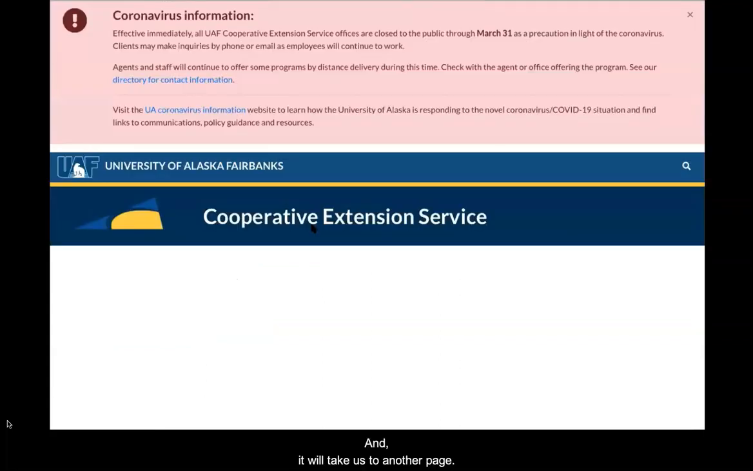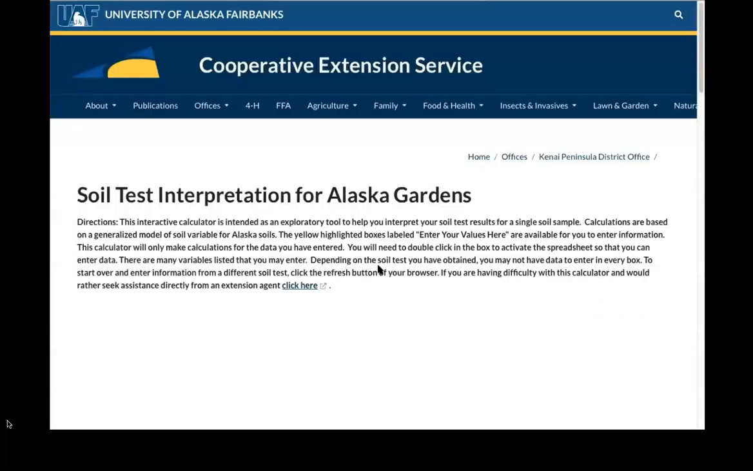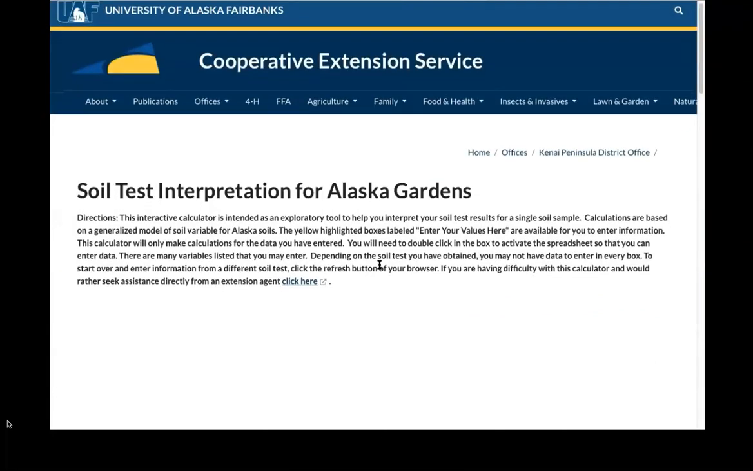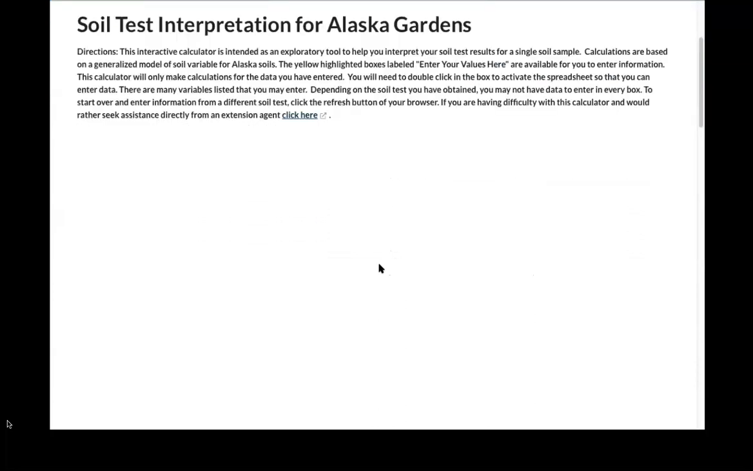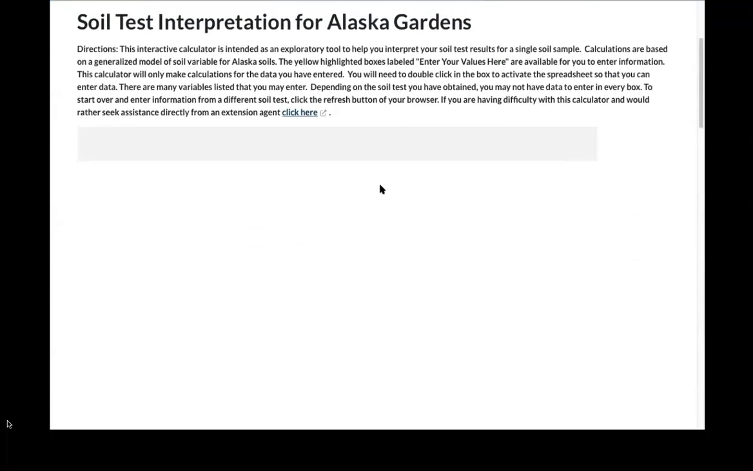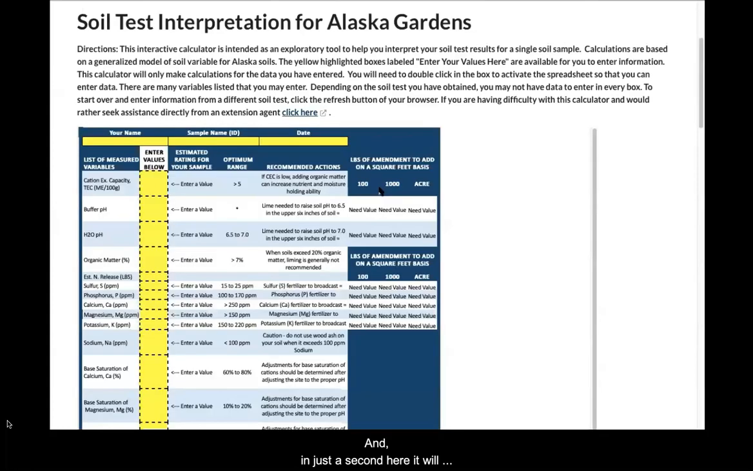and it will take us to another page. In just a second here, it will populate a spreadsheet. With this spreadsheet, we'll be able to go in and enter in all the numbers we need to figure out what we need to add to our soil. So I just wanted to quickly show you that. We're going to switch back to the other presentation now, and then we will come back to this in a minute so that I can enter some numbers so you can see how this works for you.